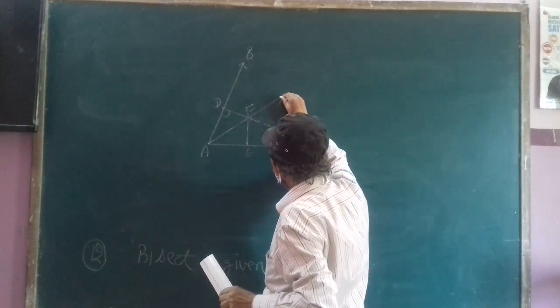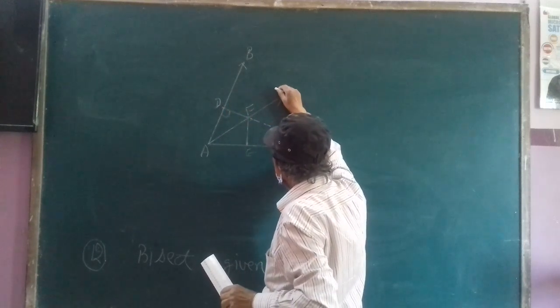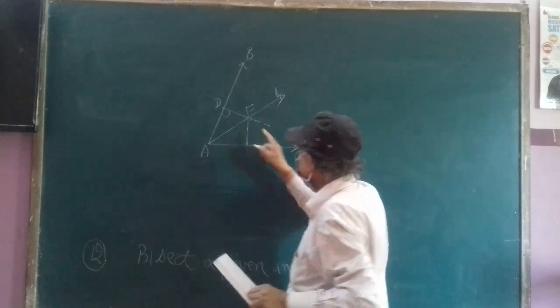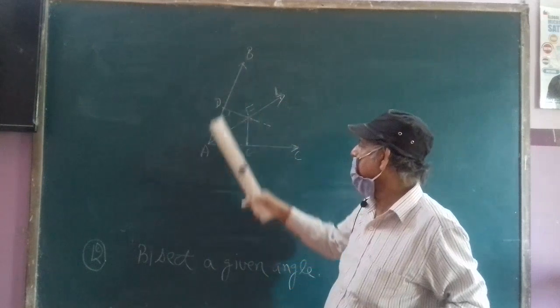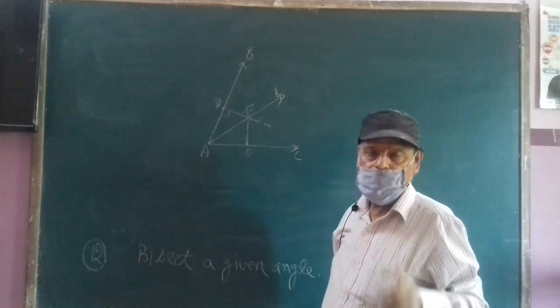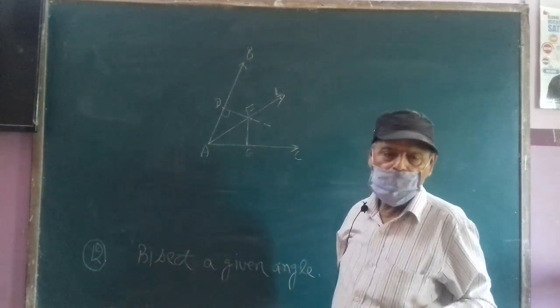You can name it also L or any. AFL is the bisector of angle BAC or CAB. You have done it with the help of set square.